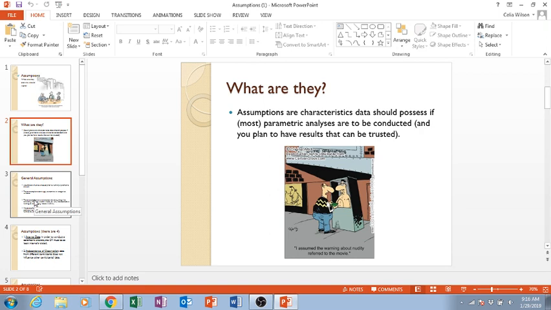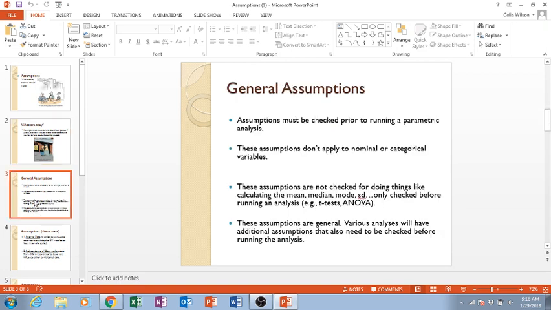So there are some general assumptions, okay? Like I said, the assumptions must be checked prior to running the parametric analysis or the analyses we're going to talk about in this course. They don't apply to nominal or categorical variables, so these only apply to those outcome variables.